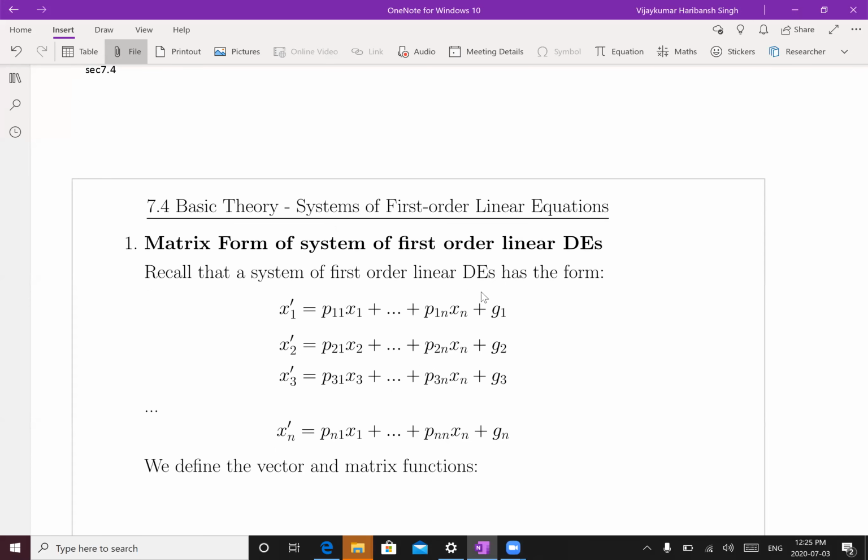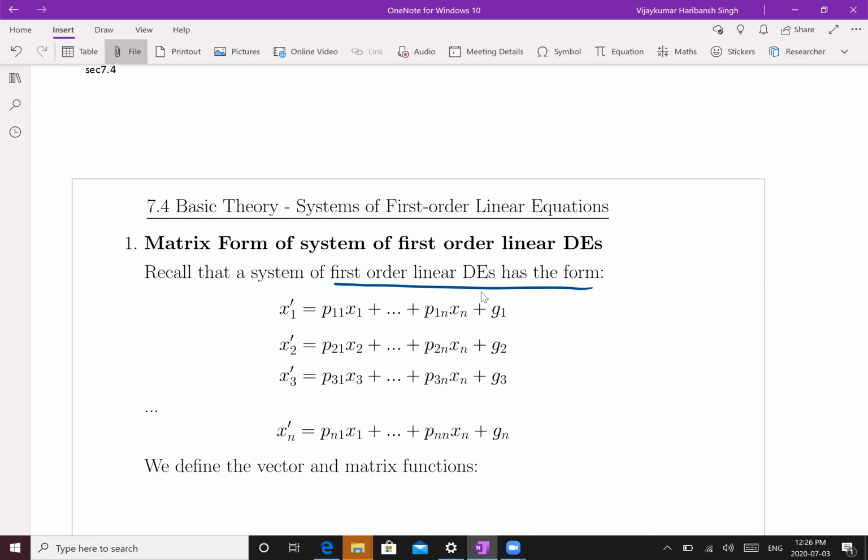Welcome students. So we'll discuss now the system of first order linear differential equations. Note that we spent three prior classes trying to build up the setup on how to attack these kinds of problems. So recall, what is a system of first order linear differential equations? It is of the form x1 prime is p11 x1 plus ... p1n xn plus g1, and in the same way all the way until xn prime is pn1 x1 plus ... pnn xn plus gn.